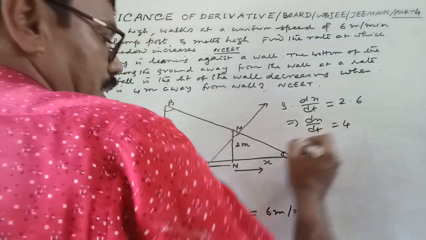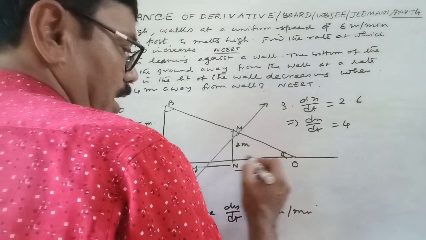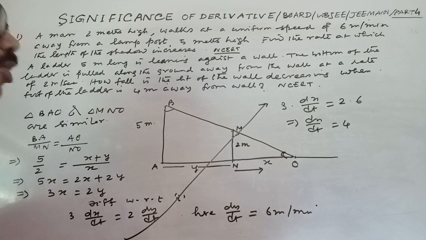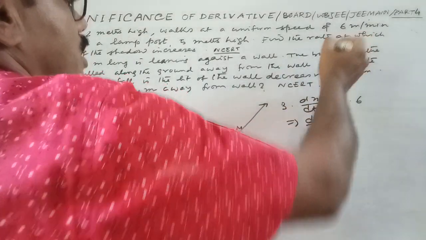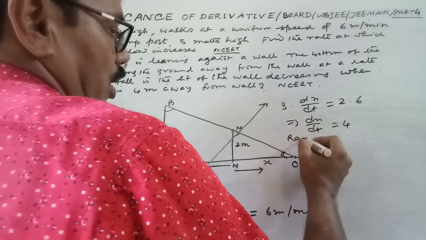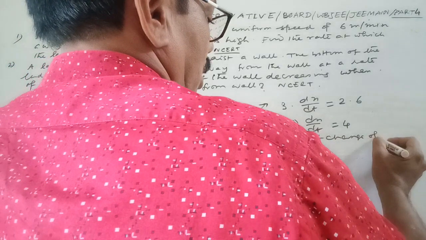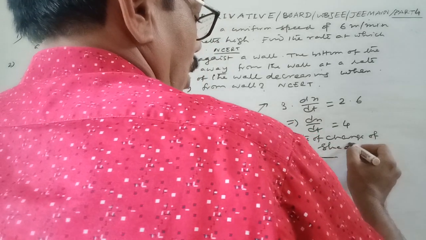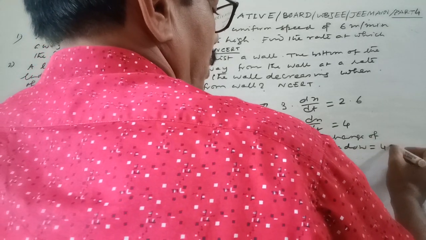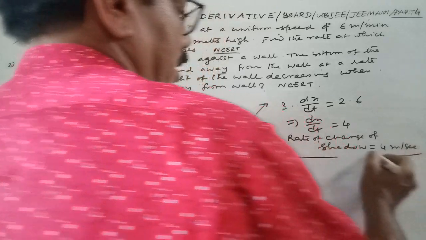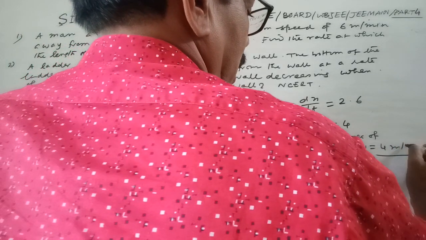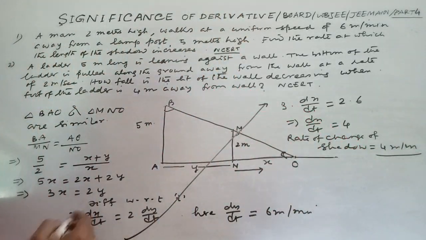So x is the length of the shadow, and dx by dt, the rate of change of the length of the shadow, equals 4 meters per minute. So it is in terms of minutes.